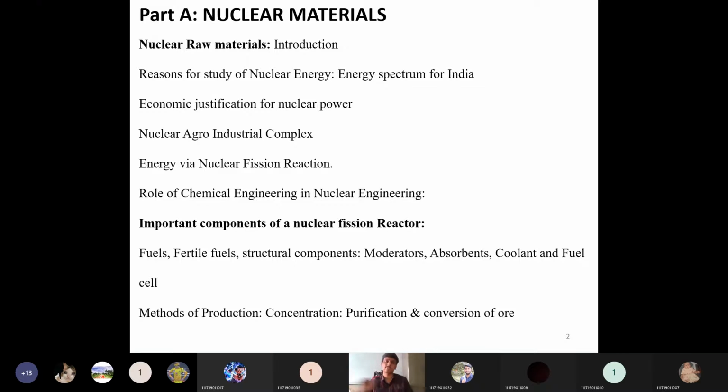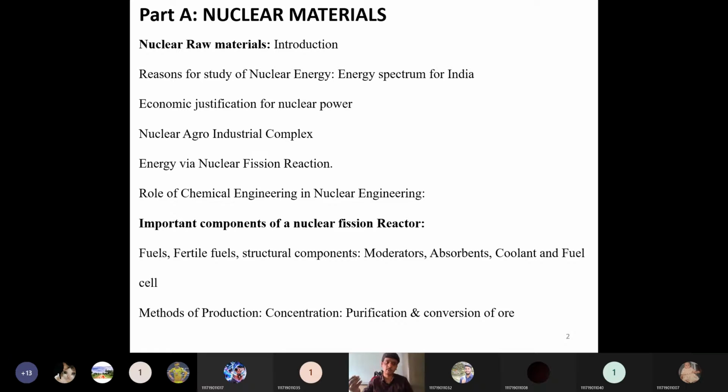Then the nuclear agro-industrial complex. This is a complex flow sheet in which there will be many units: power generation, water purification, then this purified water can be used for agriculture, pesticide industries, fertilizer industries, all together in one single place. That is called a nuclear agro-industrial complex, in short form called a nuplex.